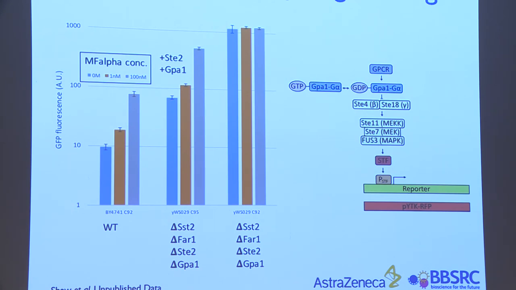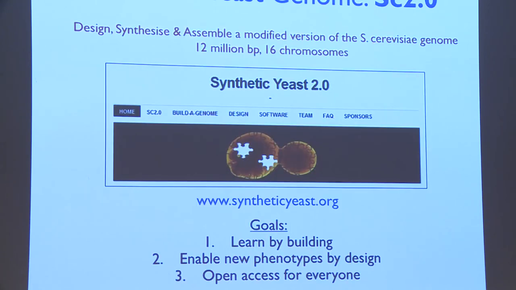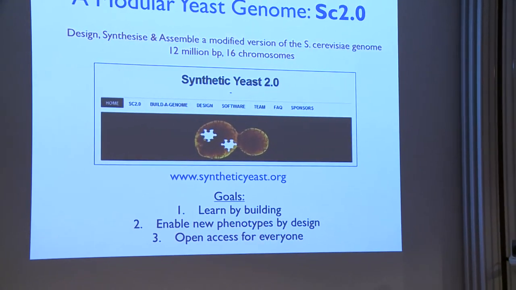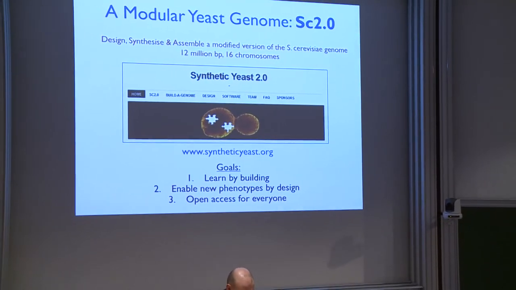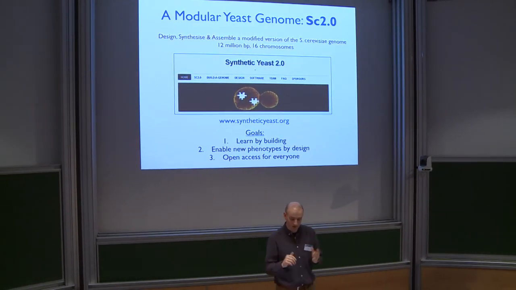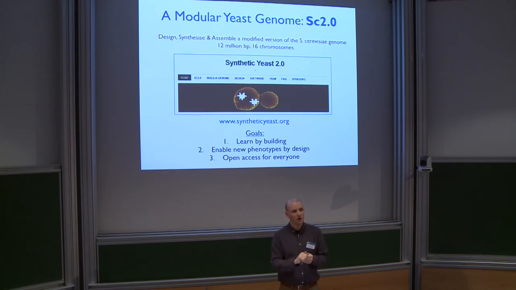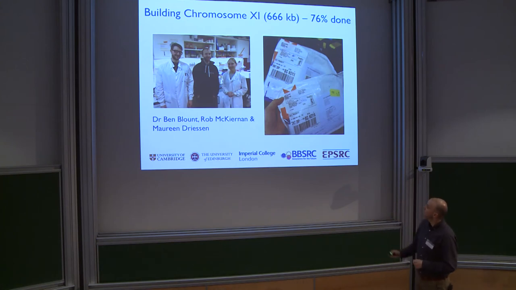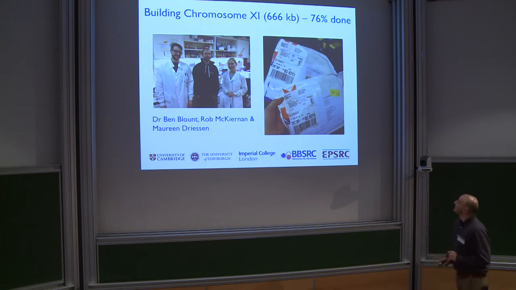So the last thing I was going to talk about on yeast was the modular yeast genome, synthetic yeast, but I'm going to let Jeff give you the whole introduction here. But I just want to point out that the reason why I call it the modular yeast genome and why I'm so interested in working on it is because it has this recombination system written into the chromosomes that I'll go into in a second. Our lab is involved in building one of the chromosomes, chromosome 11, with the kind of scary number of 666 kilobase pairs in size. And I'm happy to report that we've got all of our DNA.